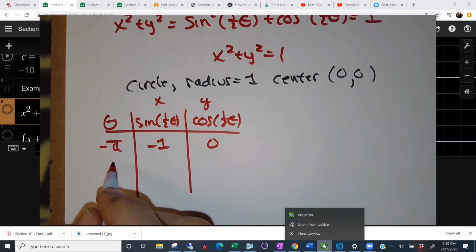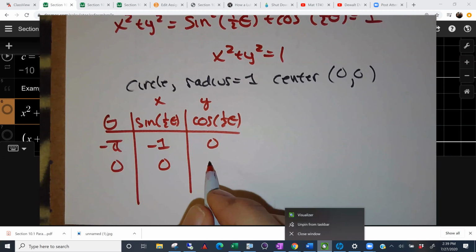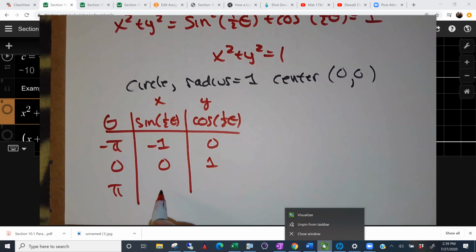Another point that you could look at would be, say, at 0 for theta. That'd be 0 and 1. Cosine of 0 is going to be 1. And finally, up at pi, back to 1 and 0. So is it tracing out everything? I don't know. It does give you an orientation.